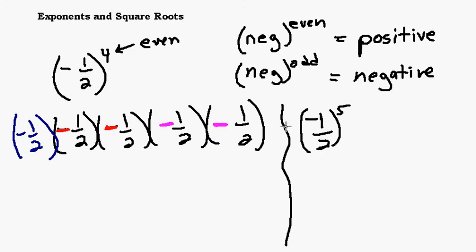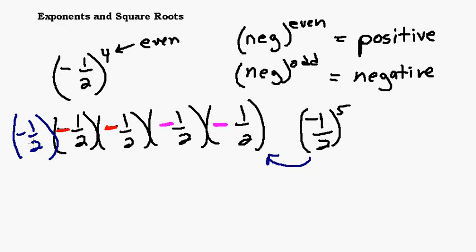So this problem matches up here. So now I got to the 5th power. Well, these 2 red ones went together to make a positive, and these 2 pink ones went together to make a positive. But this blue negative over here doesn't have anyone to pair up with to be a positive. He's left all by himself, so that makes the answer negative.